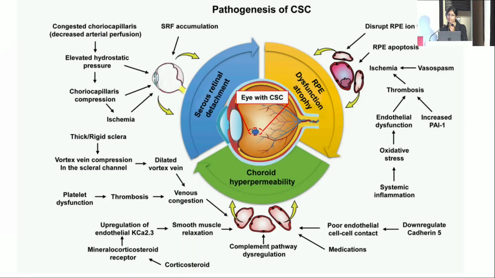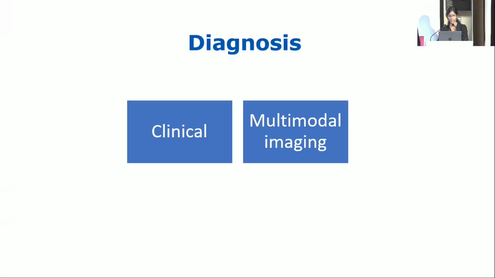It would be absurd discussing management of a disease without knowing its pathology. It mainly constitutes three portions, namely choroidal hyperpermeability, retinal pigment epithelium dysfunction and atrophy, and serous retinal detachments. There are major risk factors like corticosteroid usage and systemic inflammation which predispose to this condition. The diagnosis can be clinical, which is most common, and multimodal imaging can be done in the case of chronic CSCR and in cases where the disease is non-resolving.